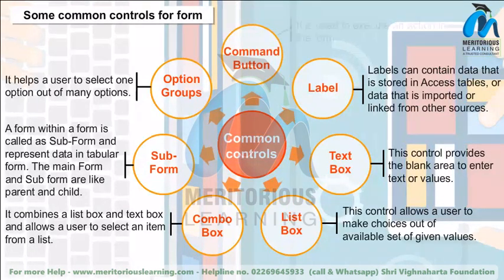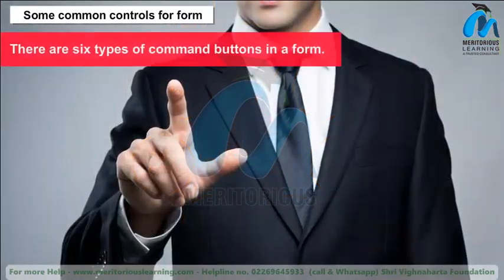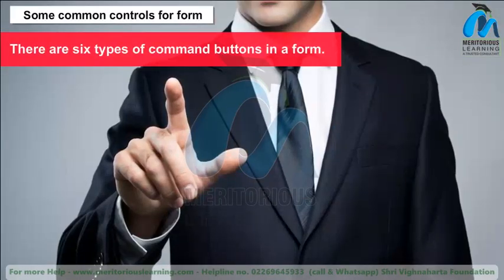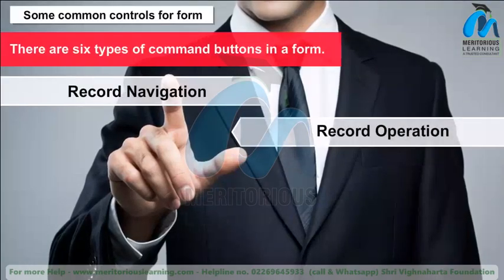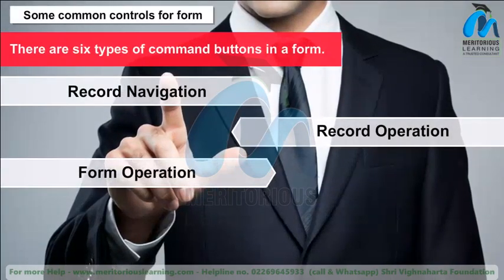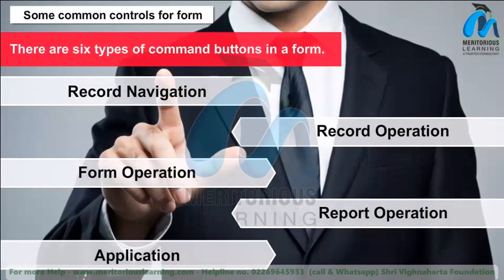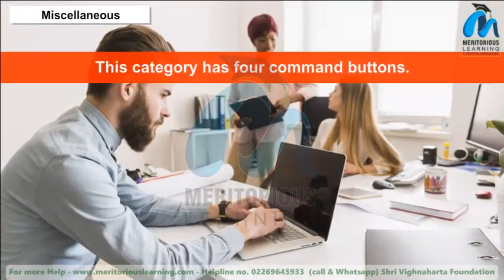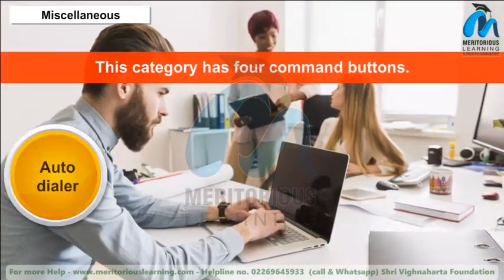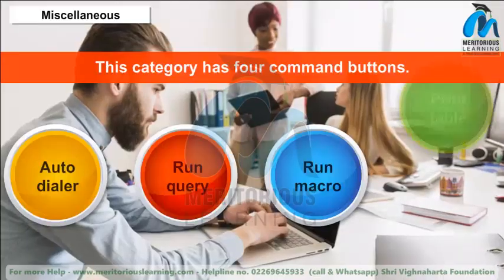Command button. It is used to execute an action in the form. There are 6 types of command buttons in a form. Record navigation, record operation, form operation, report operation, application, miscellaneous. This category has 4 command buttons: auto dialer, run query, run macro, print table.